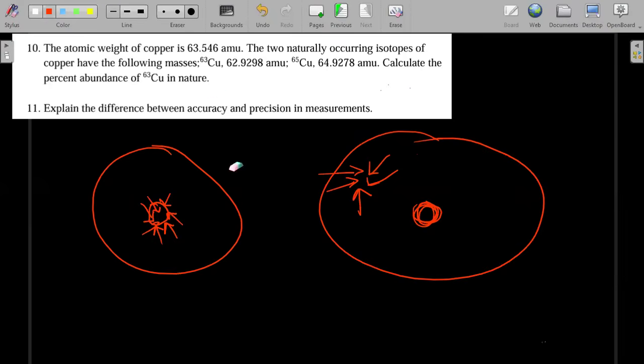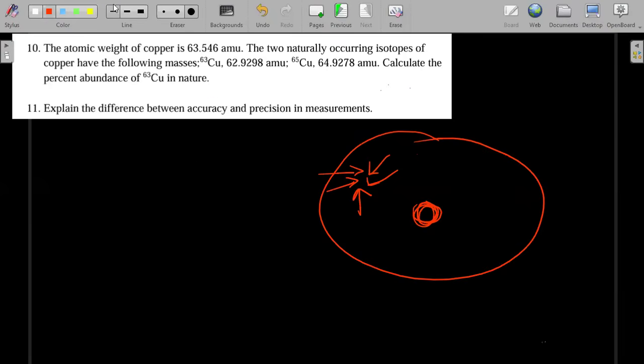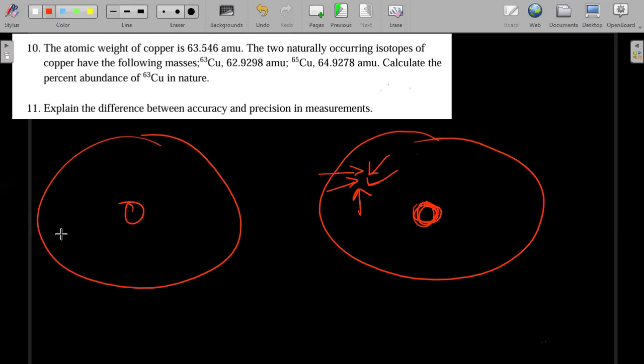And then we can also have a situation. Okay, this is the target, and then this one hits here, that one hits there, that one hits there, that one hits there. So here they are scattered around. They're not closer together. They are also not close to the target. So we are going to say that result is not accurate and it's not precise. So that's the difference between accuracy and precision. So we are done with this tutorial sheet.